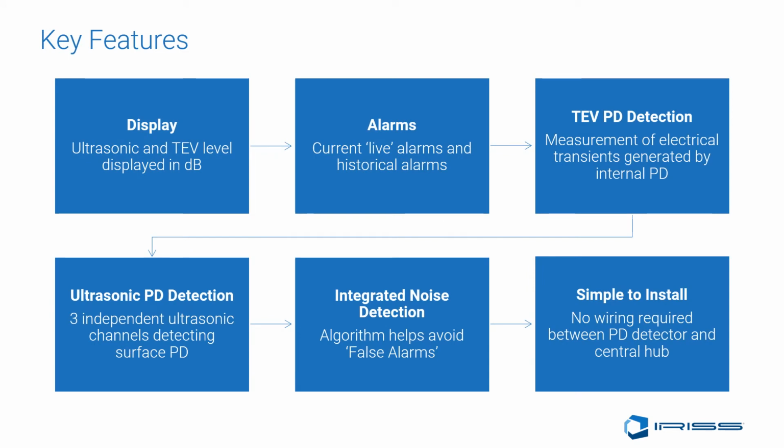Some of the key features revolve around the display, which can also show ultrasonic and TEV levels and decibel values. Alarms with a current live alarm and historical alarm. TEV PD detection measurement of the electrical transient generated by the internal partial discharge. Ultrasonic PD detection with 3 independent ultrasonic channels detecting surface PD. Integrated noise detection algorithm will again help prevent false alarms, and it's simple to install. No wiring required between PD detector and central hub.